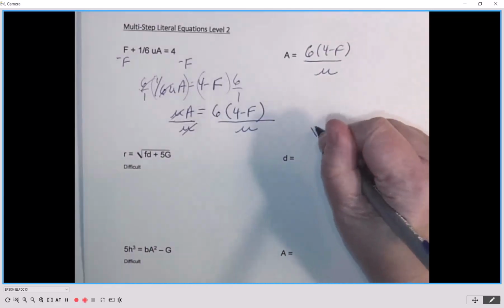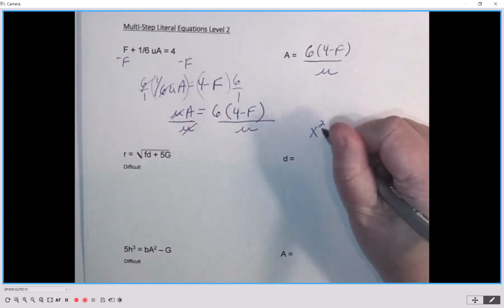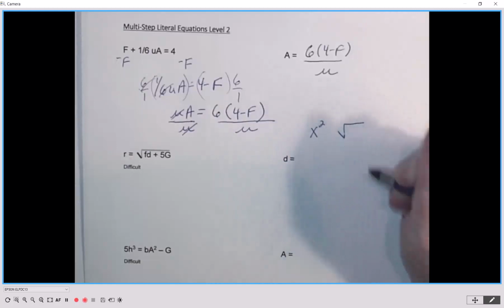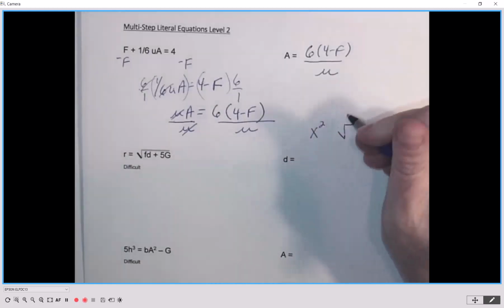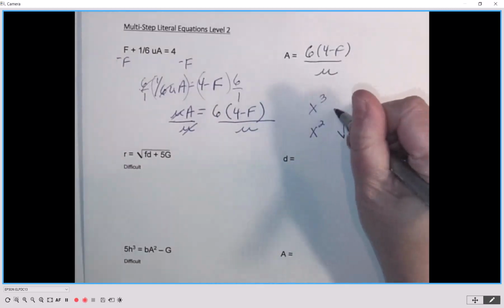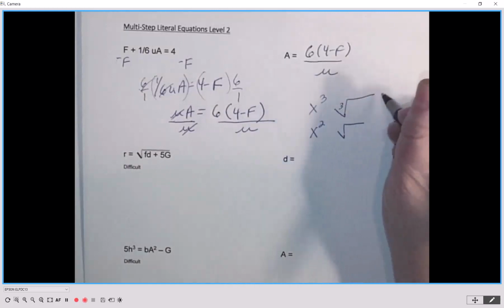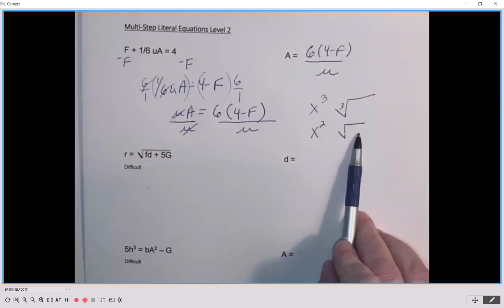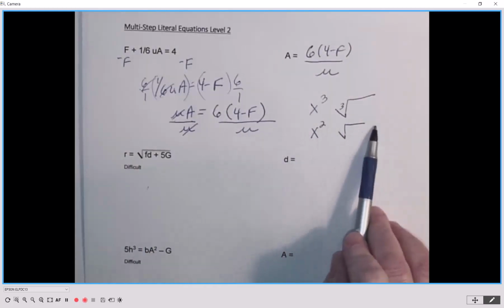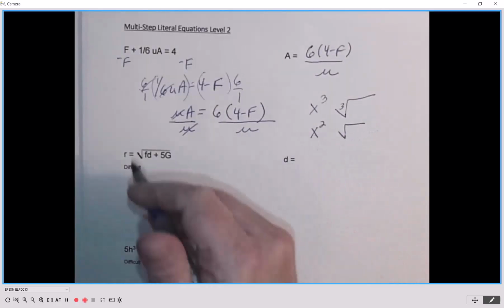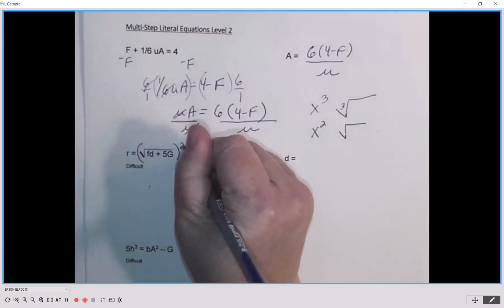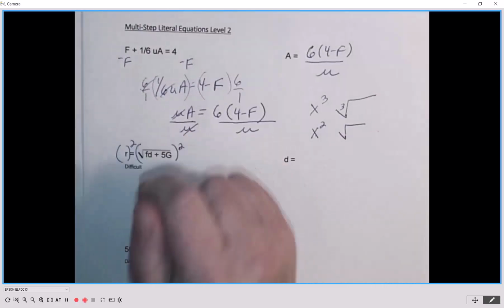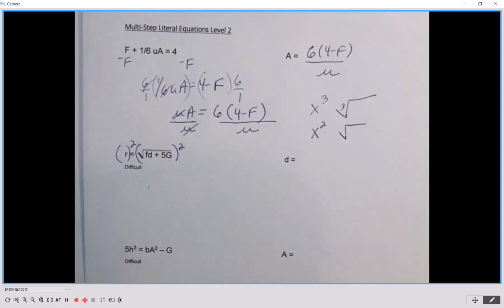If I have a number that's squared and I want to take the square root of it, it looks like this. If I have something that's cubed, I'm going to take the cube root of it. So when I have a square root stuck underneath here, why don't I square both sides, so I can get rid of that square root sign.